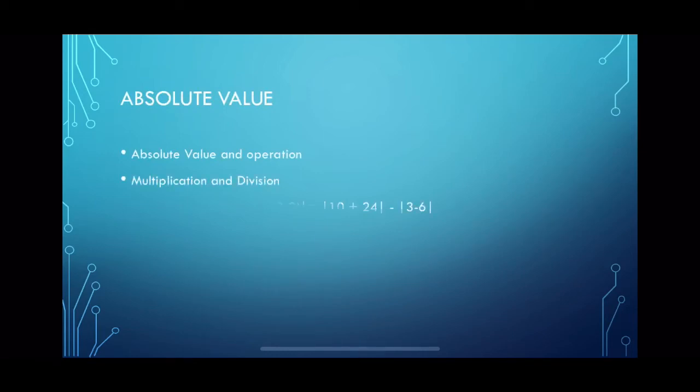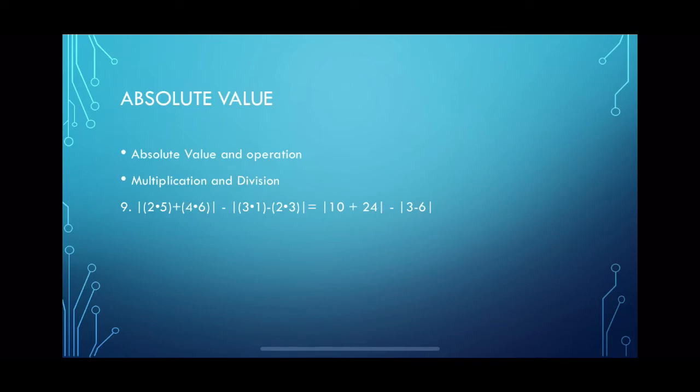So for number 9, this time we have absolute value of 2 multiplied by 5 plus 4 multiplied by 6 minus absolute value of 3 multiplied by 1 minus 2 multiplied by 3. So we have absolute value of 2 times 5 is equal to 10 plus 4 times 6 is equal to 24. So we have absolute value of 10 plus 24.